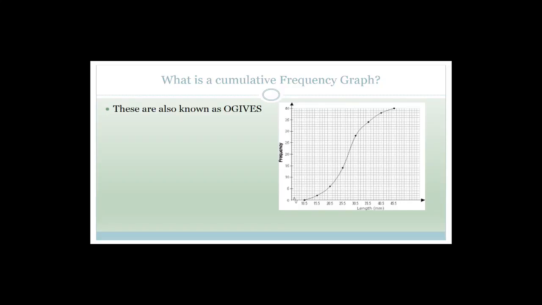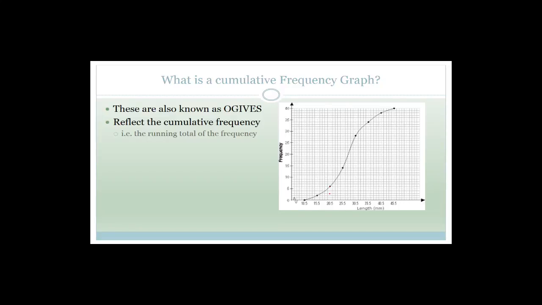But the point is that it is very useful in finding things. It reflects the cumulative frequency, in other words, the running total. So what is it saying at the moment? If this is length versus frequency, then it's saying the smallest number was 13.5, okay? Then it's saying that two things had a length of 15.5 and less.